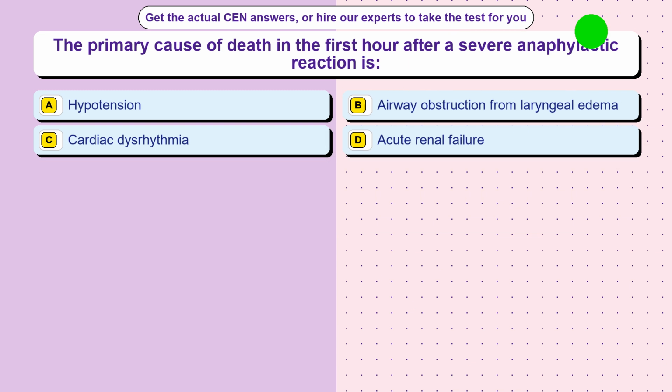Question 82. The primary cause of death in the first hour after a severe anaphylactic reaction is: Option A, hypotension. Option B, airway obstruction from laryngeal edema. Option C, cardiac dysrhythmia. Option D, acute renal failure.